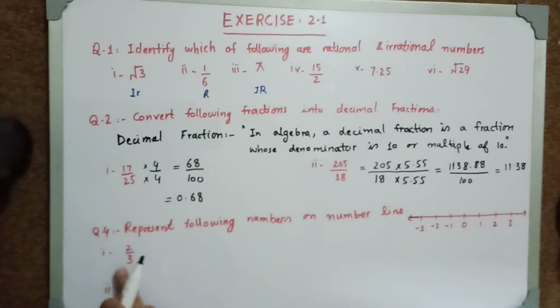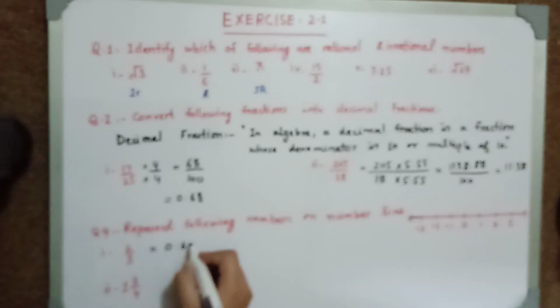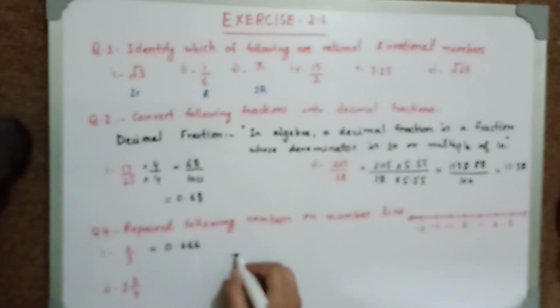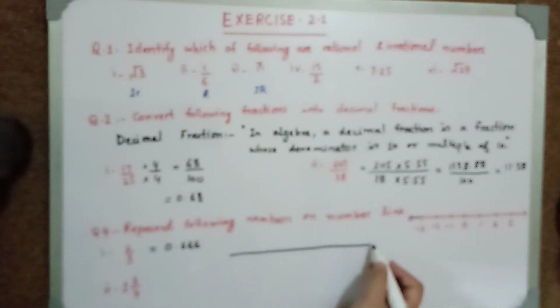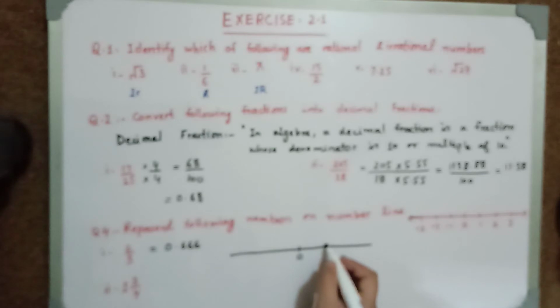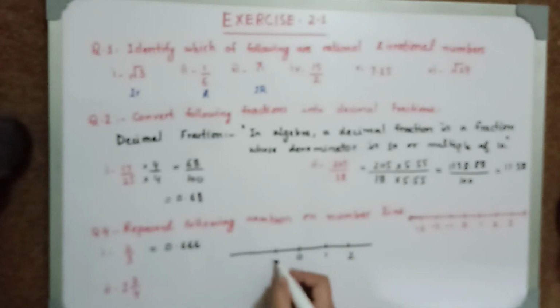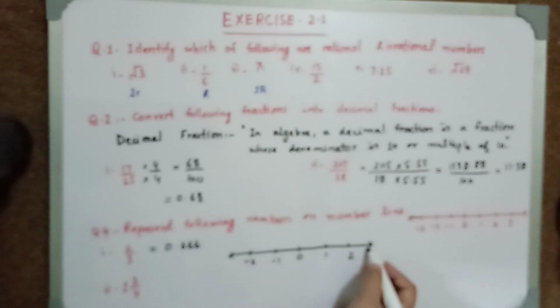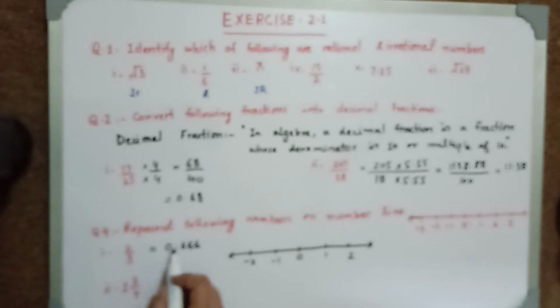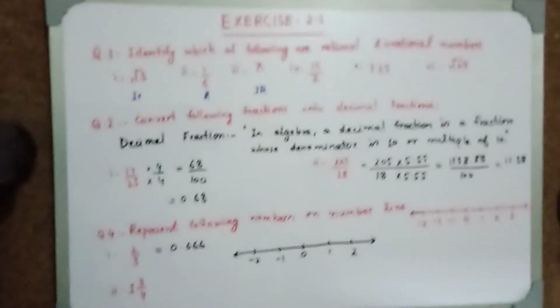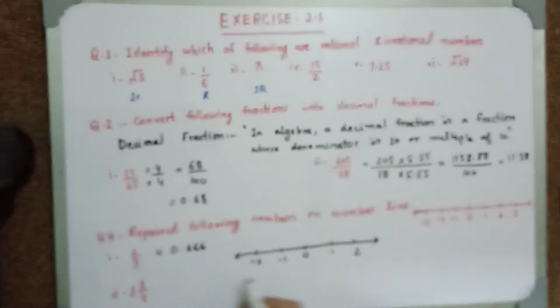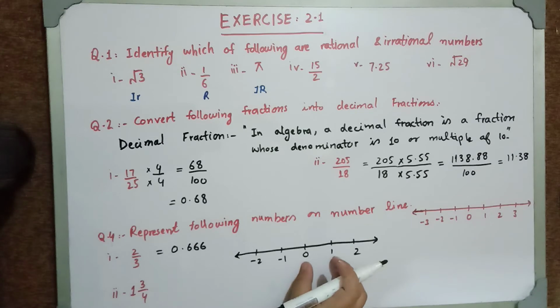Now let's see what our first number is. It's a fraction, 2 by 3, and we're going to represent it on the number line. So let's check what 2 by 3 is. When we divide, we get 0.666, and so on, right? So let's first draw a number line here. I have 0, 1, 2, -1, -2. As you can see, this number lies between 0 and +1 because it's 0.6, right? So 0.6 is going to lie in this interval.